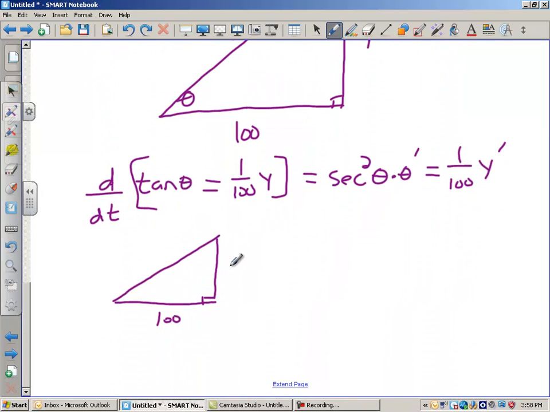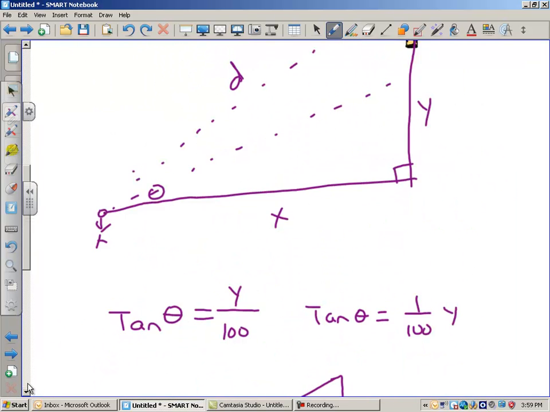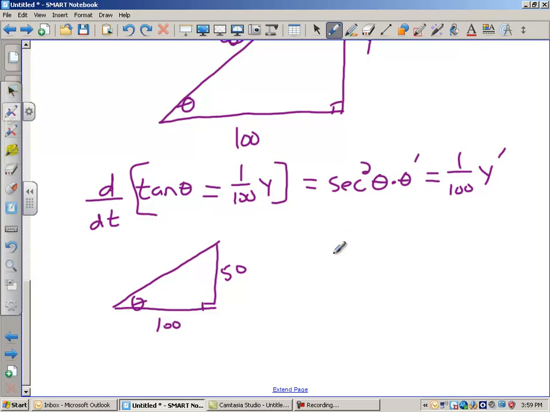So if this is 100 and this is 50 and this is theta, let's go ahead and see if we can plug things in. We want to find theta prime. What was y prime? I'm sorry to have to keep doing this. I've got to figure out what is y prime. That is 10 feet per second. So I do secant squared of theta times theta prime equals 10 over 100.